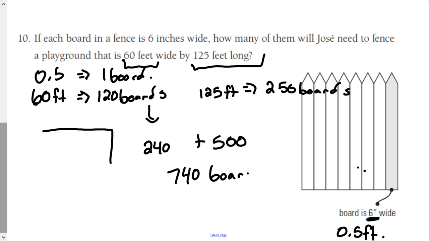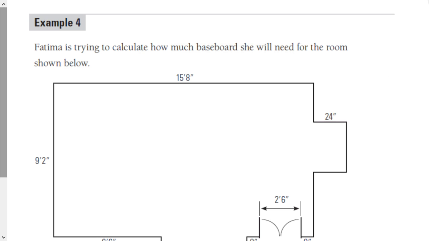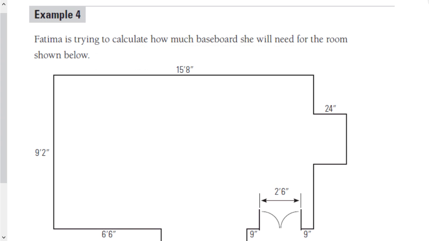740 boards. And again, I'm making sure to write my units because that's what I'm trying to find. Here's our last example before we go through the build your skills stuff.